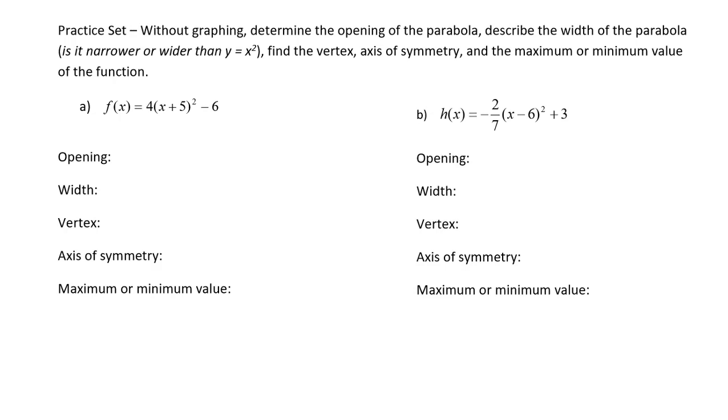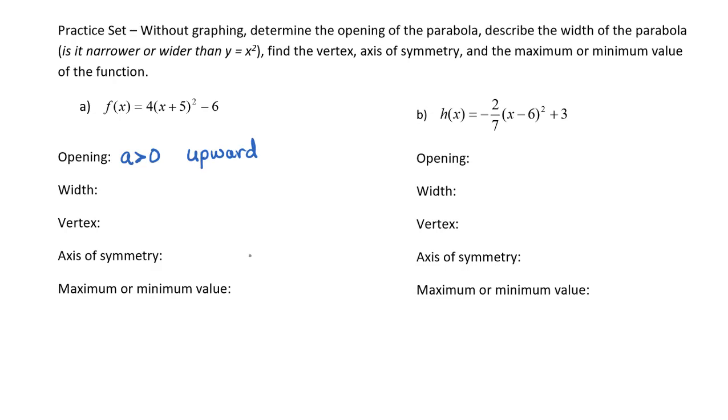We know that 4 is our a value and negative 6 is our k value. And h is the value that is after the x in the binomial grouping. So we're going to ask ourselves first what the opening is. Is it opening up or down? And we know since a is greater than 0, it is opening upwards.